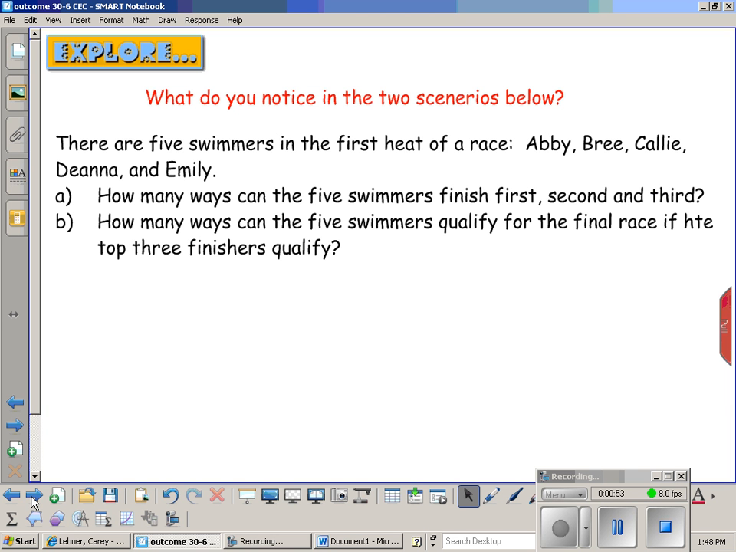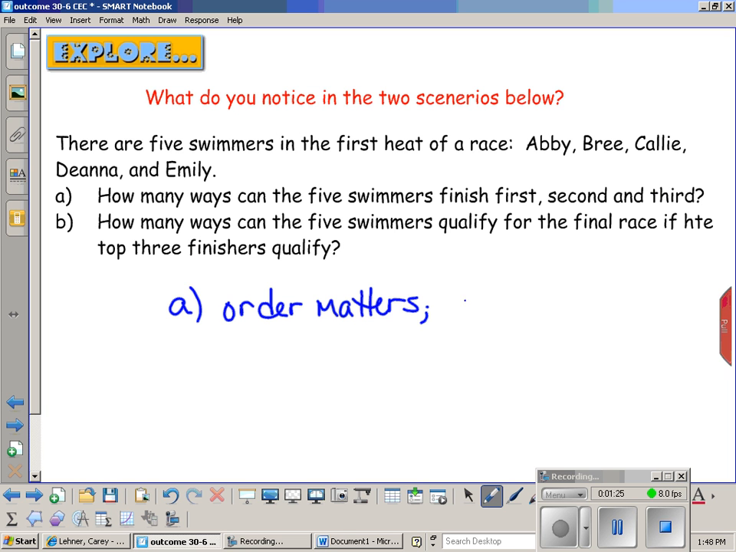Hopefully you've noticed that order matters in the first one. We want them to finish first, second, and third. Very specific. It does matter. The person that finishes second gets the silver. They don't get the gold. So it's a different order each time. So in A, order matters. So we are either using our permutation formula or the fundamental counting principle.